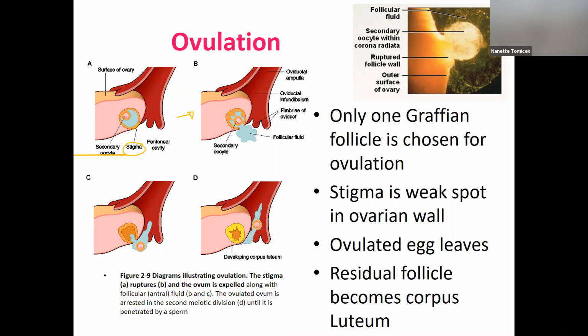The egg, okay, is then forced out of its follicle. A few of the granulosa cells will come with it as it leaves. So we'll move on to this next panel.